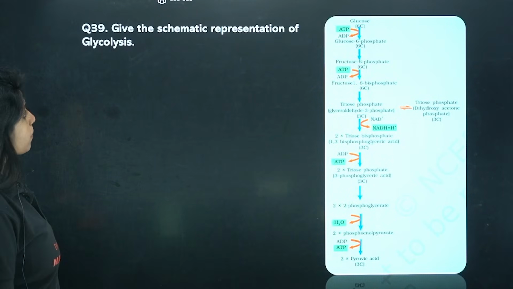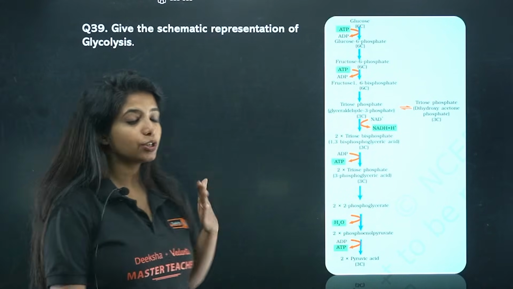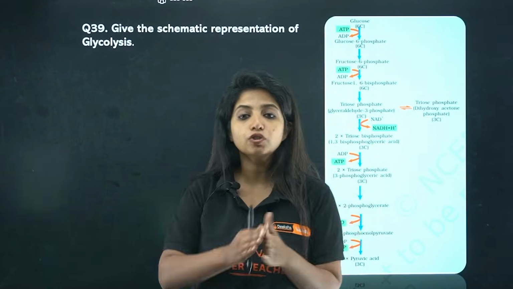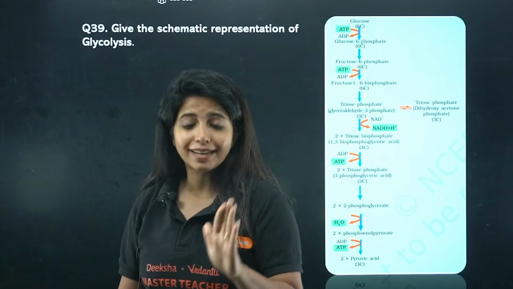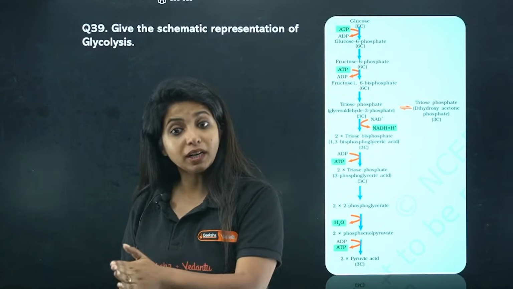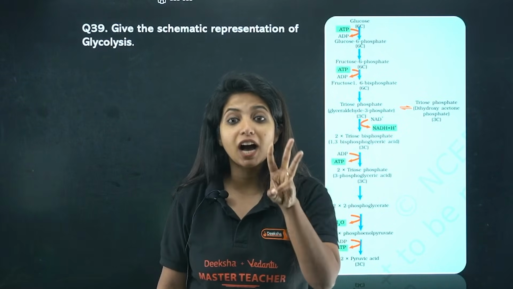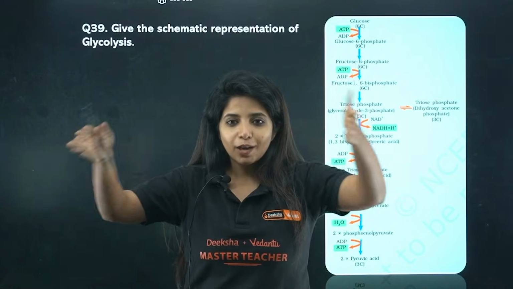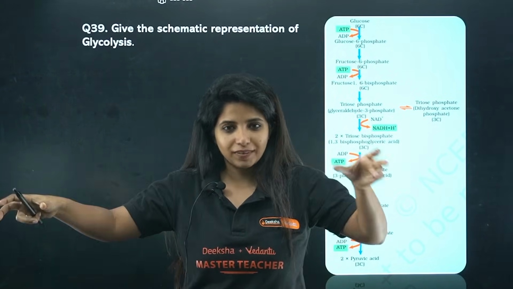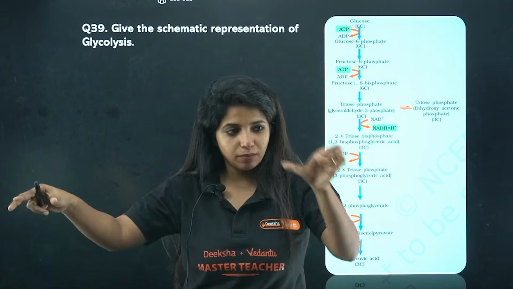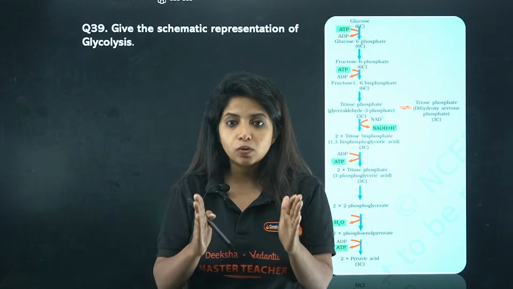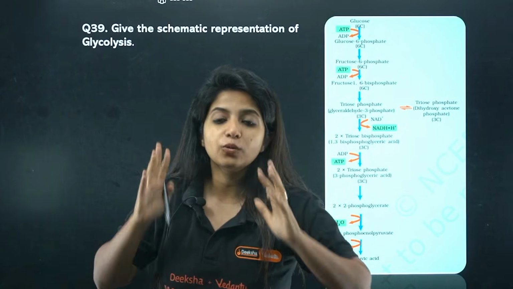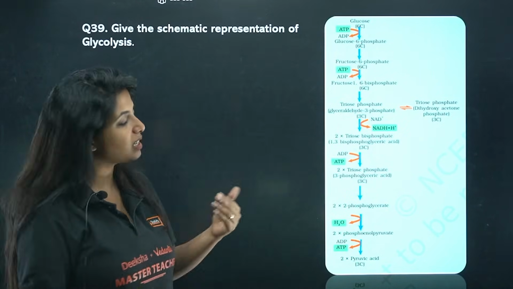Next question. Give the schematic representation of glycolysis. Glycolysis means what? Breakdown of glucose to pyruvate. Glucose is a 6-carbon compound. How many carbons are there? 6-carbon compound. The pyruvate, on the other hand, my dear children, is just a 3-carbon compound. So 6 was there. If we divide into half, you get 3, but you get one more 3, because 3 plus 3, that's how you will get 6. So basically, by the breakdown of 1 glucose, you get 2 pyruvate molecules, each with 3 carbons.